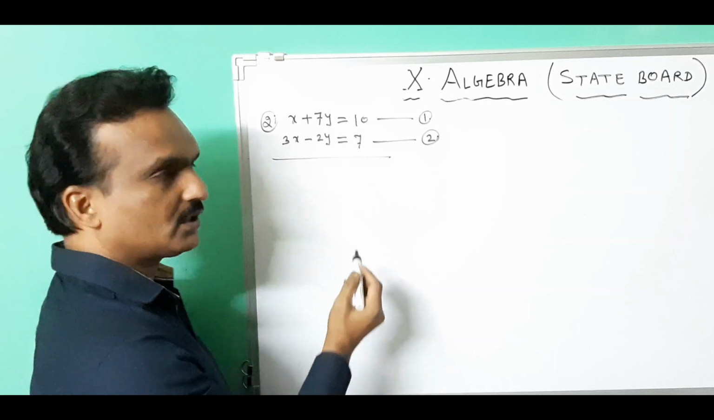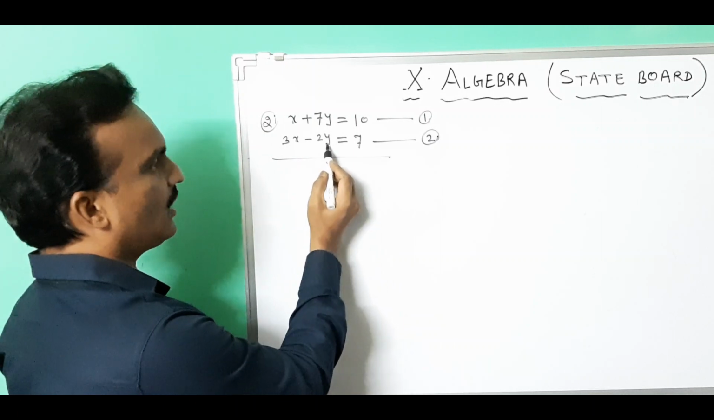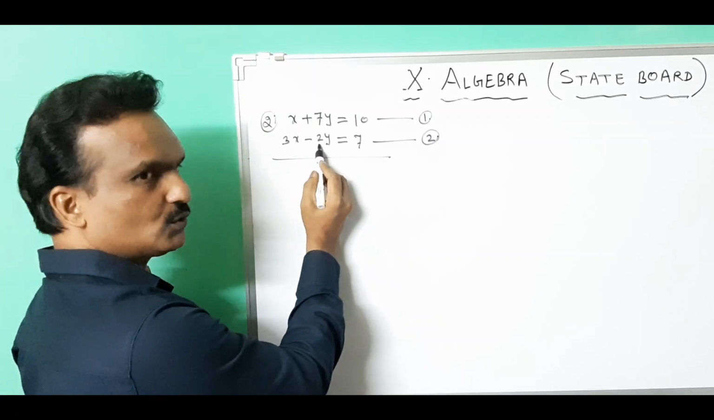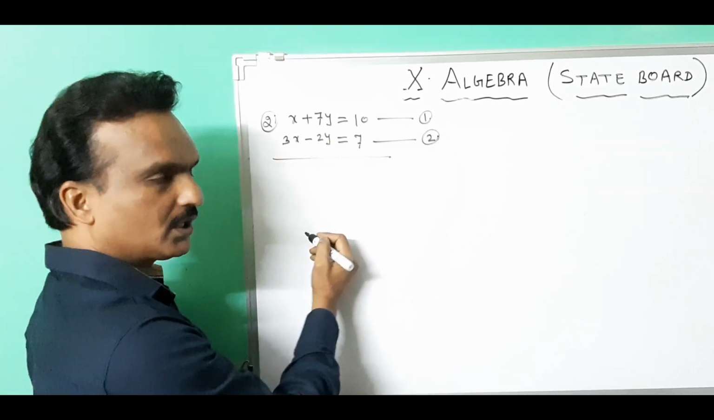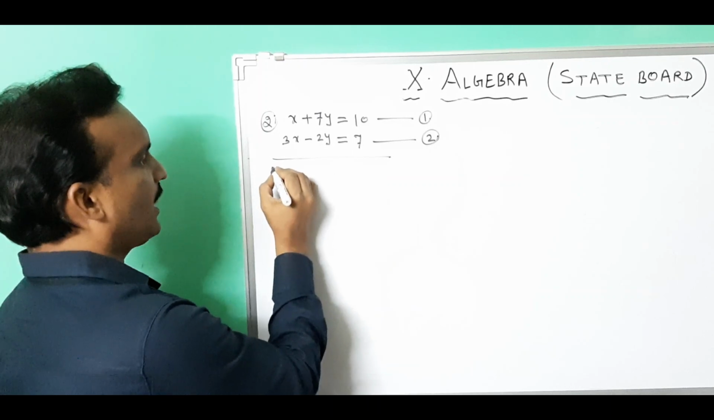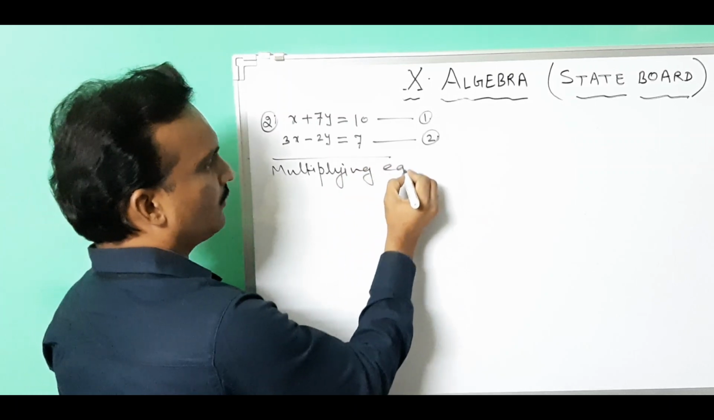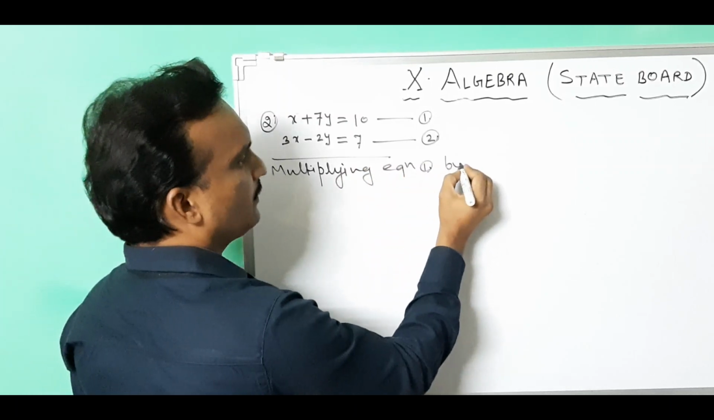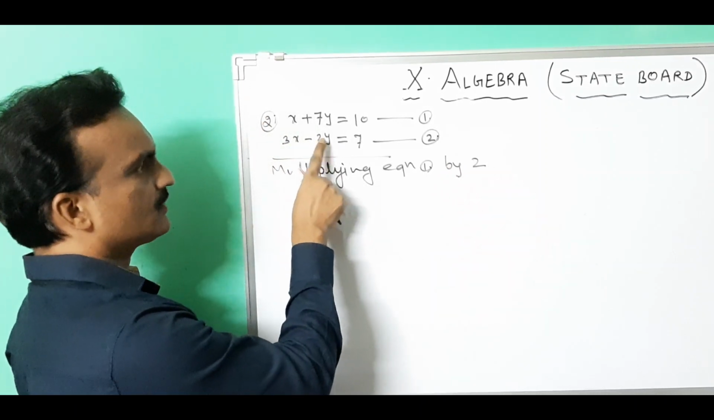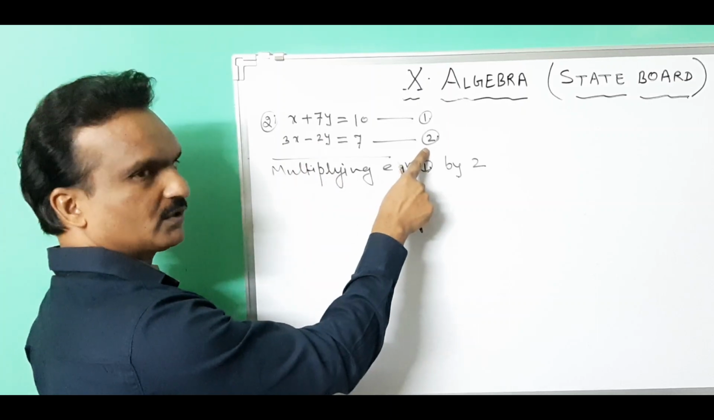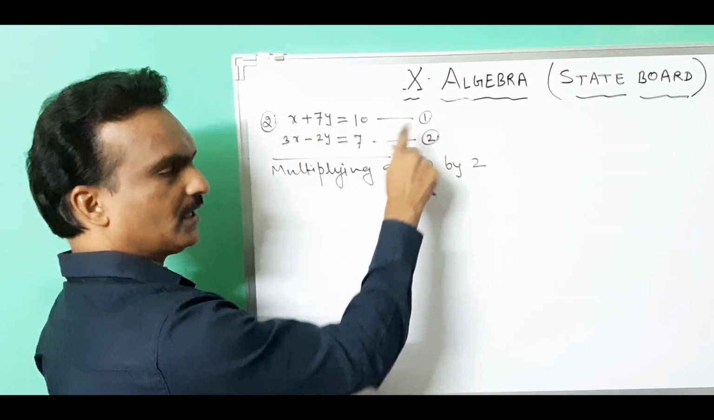So, we will make the coefficient of y same. Here the coefficient of y is 2, so with this coefficient I will multiply equation number 1. I will write here multiplying equation number 1 by 2. The coefficient of y is 2, I am taking from equation number 2. With this 2, I am multiplying equation number 1.